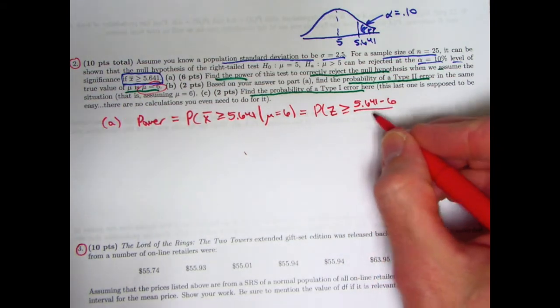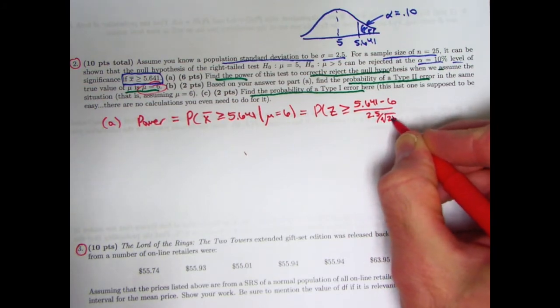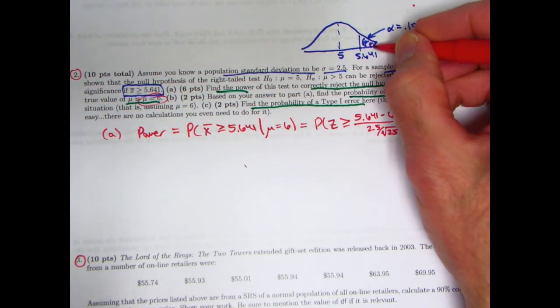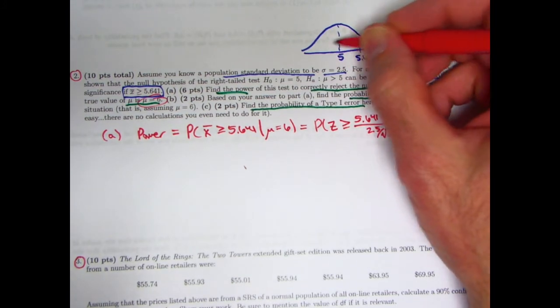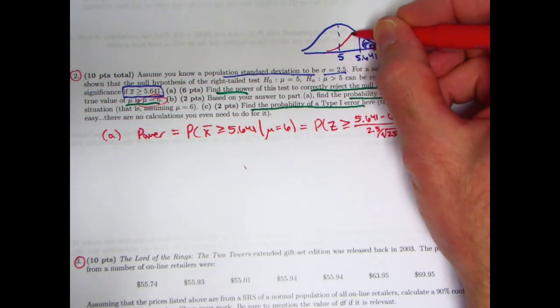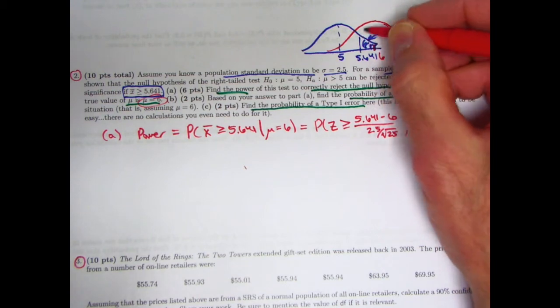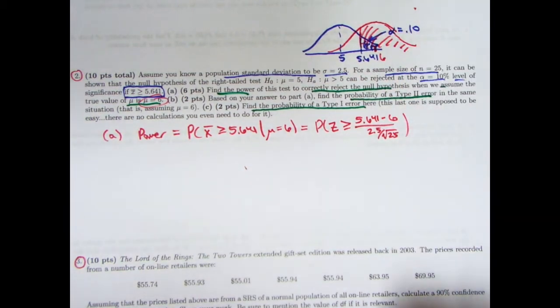Divided by sigma over square root of n, just like that other problem a few minutes ago. What's really going on here is we're assuming mu is 6, so back up in this picture, if we draw a normal curve centered at 6 with the same amount of spread, say about like this, we're really trying to calculate the area under this curve to the right of 5.641, which is going to be bigger. It's going to be a relatively high power, which is good.